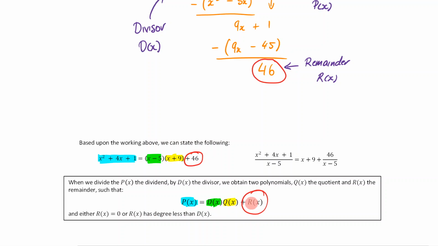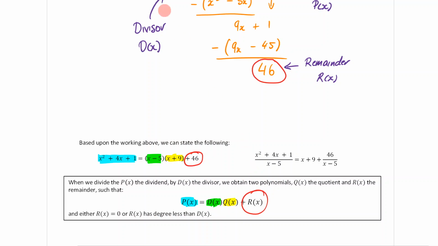Really important that you commit this to memory, because as you can see here, what we have done is we have factorized our polynomial, our dividend. We've factorized it a bit, and then we've plus on our remainder here. So this becomes really important later on, really super duper important. So commit this to your memory, because we're factorizing, and factorizing is always important.